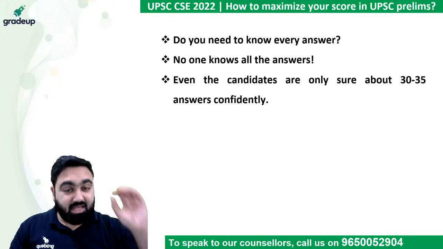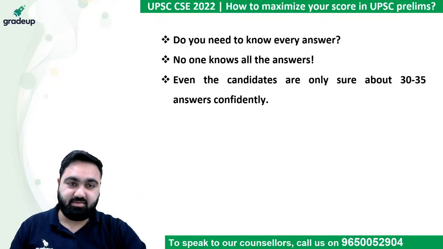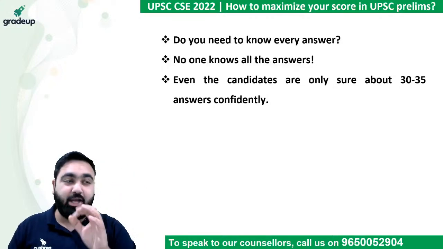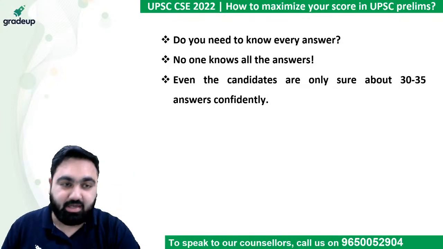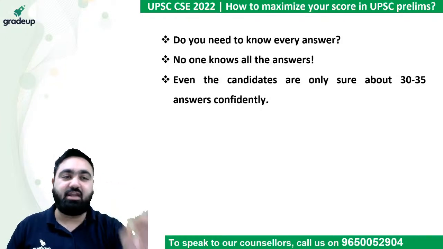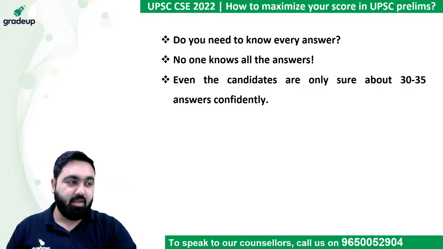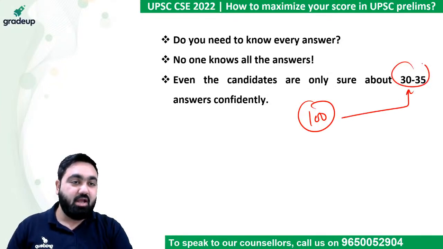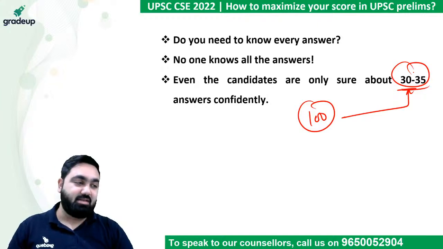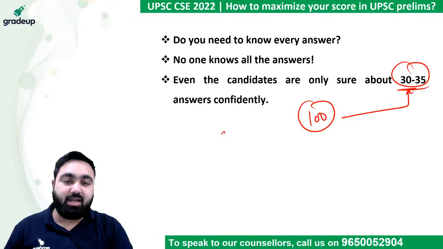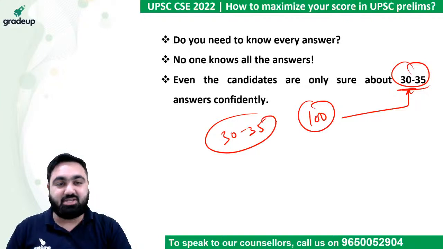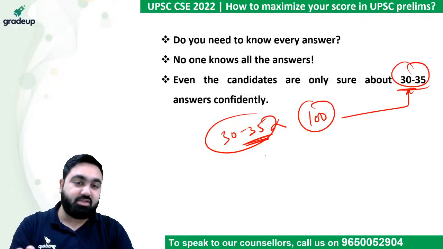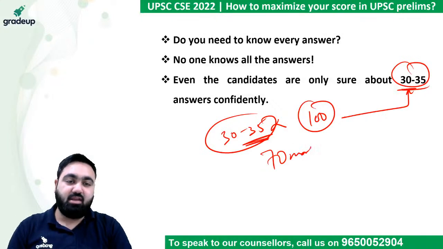Second thing, even the best of candidates, those who top, usually only know for certain the answers of 30 to 35 questions out of 100. In Prelims, out of 100, usually even the toppers know only 30 to 35 answers. But the problem is, if you only attempt 30 to 35 questions, this is obviously not enough. Even if you answer all the 35 questions correctly, you will get what, 70 marks, which is just not enough.